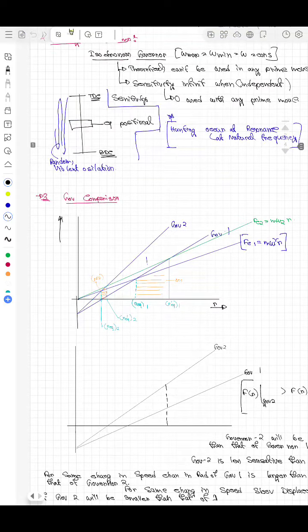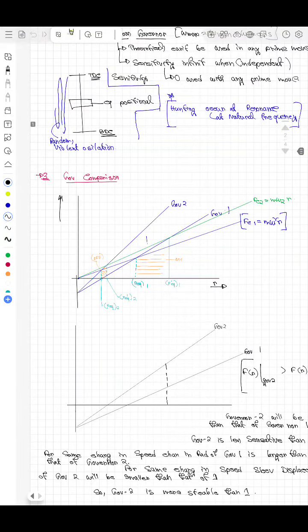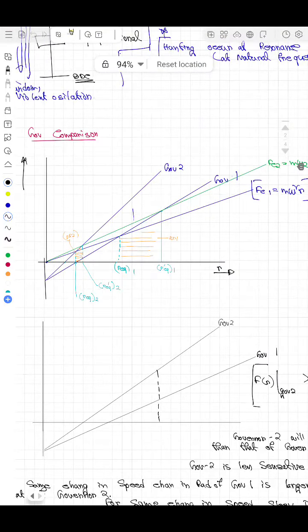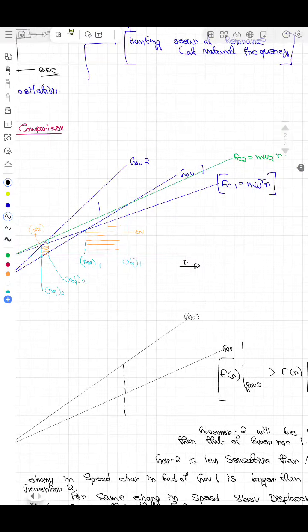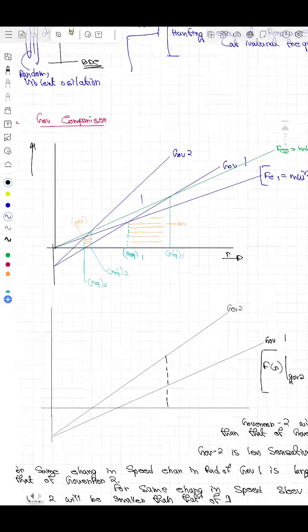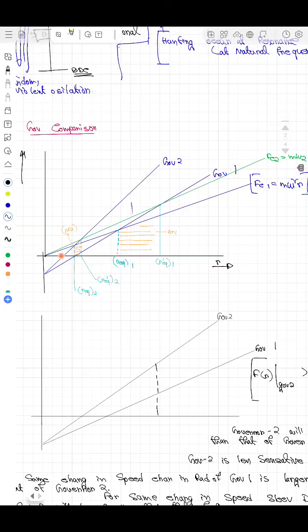Then we are doing the governor comparison. We are taking a picture. What you can see is two governors, with centrifugal forces FC2 and FC1. This is governor one.